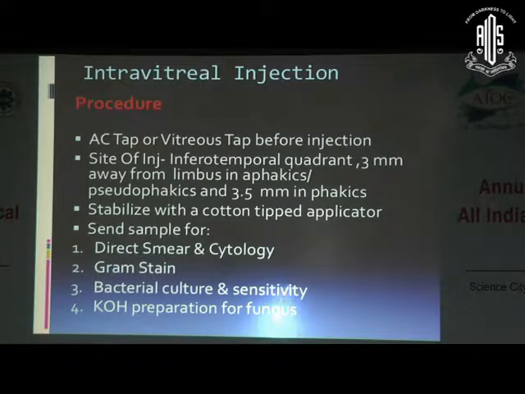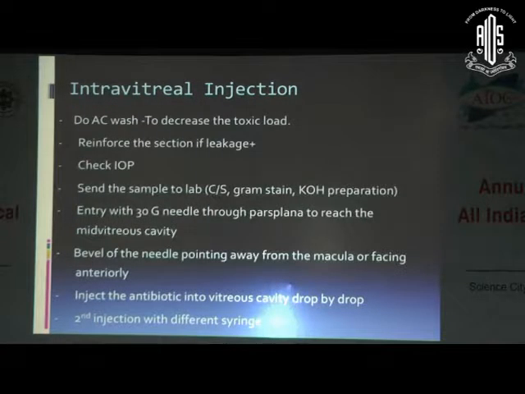The preferred site of injection is the infratemporal quadrant, 3 mm away from the limbus in aphakics and pseudophakics, and 3.5 mm in phakics. You should stabilize with a cotton-tipped applicator, and the sample should be sent for a direct smear, cytology, gram stain, bacterial culture and sensitivity, and KOH preparation for fungus.